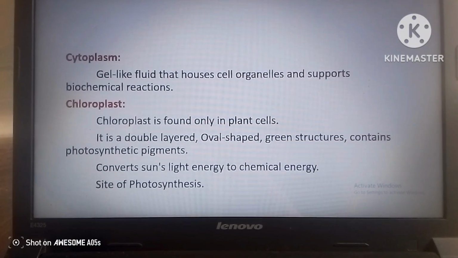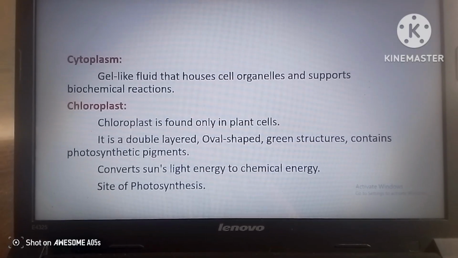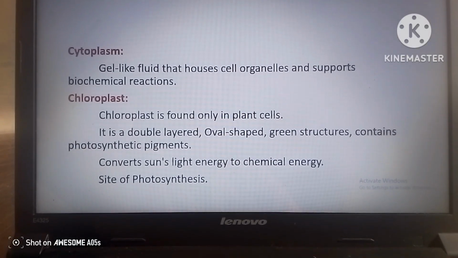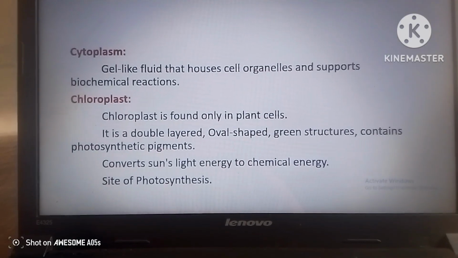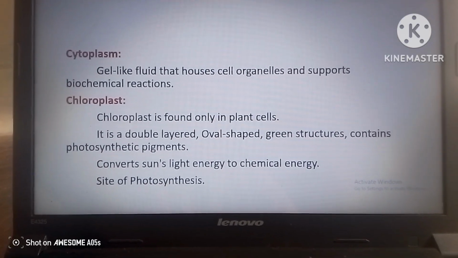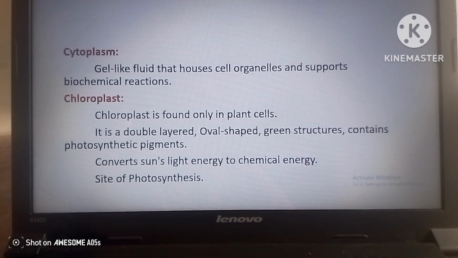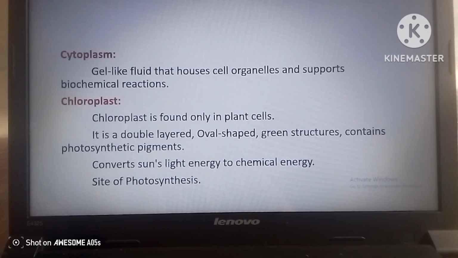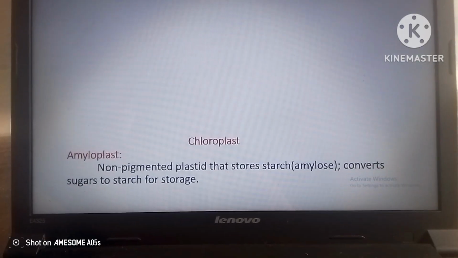Cytoplasm. Gel-like fluid that houses cell organelles and supports biochemical reactions. Chloroplast. Chloroplast is found only in plant cells, not in animal cells. It is a double-layered, oval-shaped green structure. It contains many photosynthetic pigments. Photosynthesis takes place in the chloroplast. It converts sunlight energy into chemical energy.